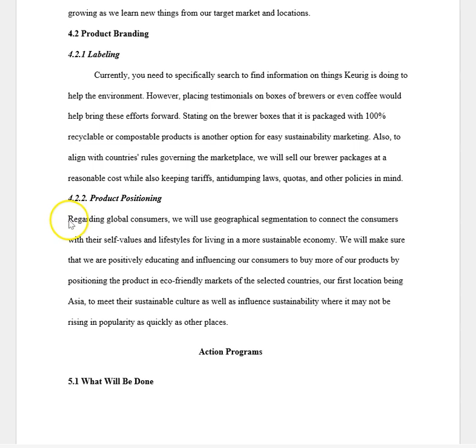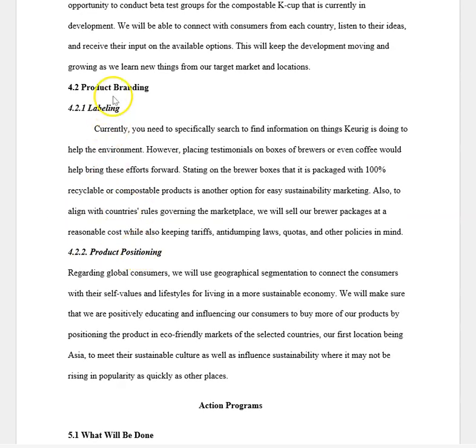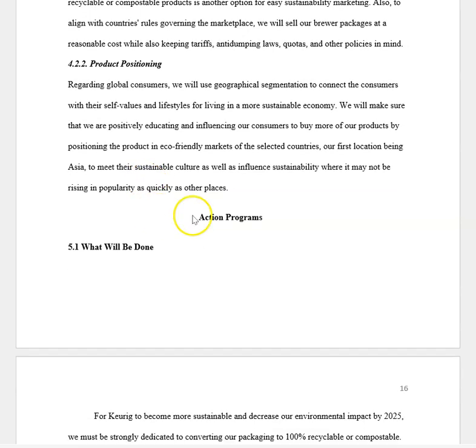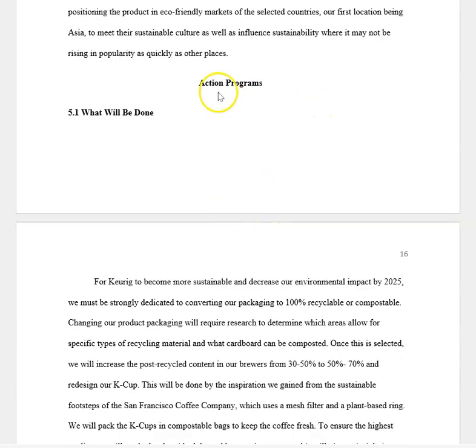So here's a paragraph that should have been indented underneath this level 3 heading, but you can read about product positioning, which is related to product branding. Action programs, a major section of this paper, is centered. And then a major level 2 heading is left justified: what will be done.